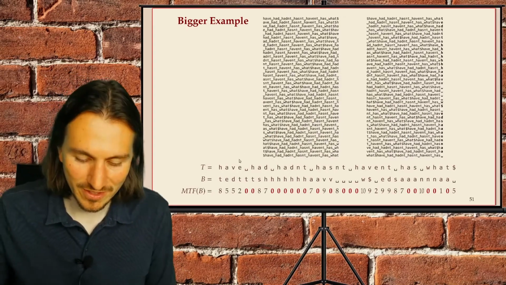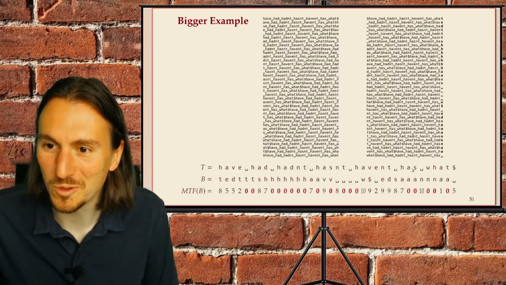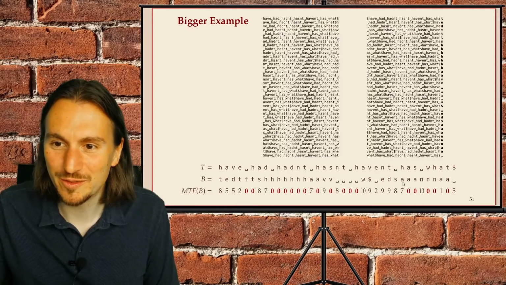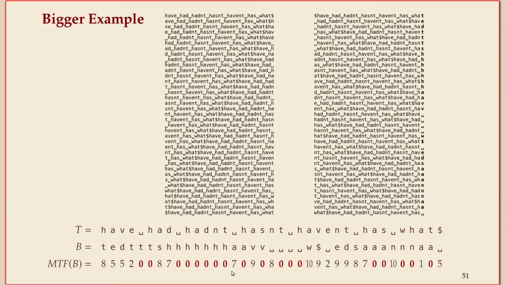So here we have this text: have, had, hadn't, hasn't, haven't, has, what. And if you look at the BWT, you find there's a lot of characters that are repeated. And if you then apply the move to front transform on the BWT, that's, remember, what bzip does, then you find a lot of zeros in the move to front transform of the BWT.